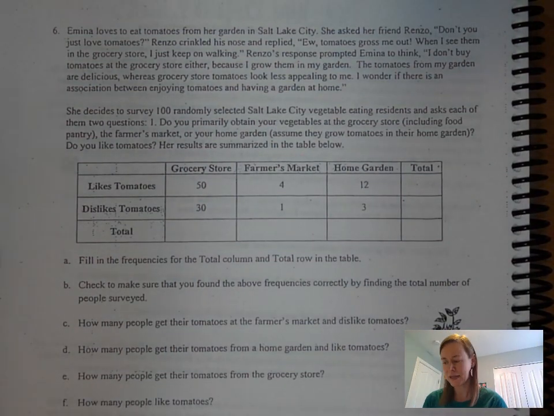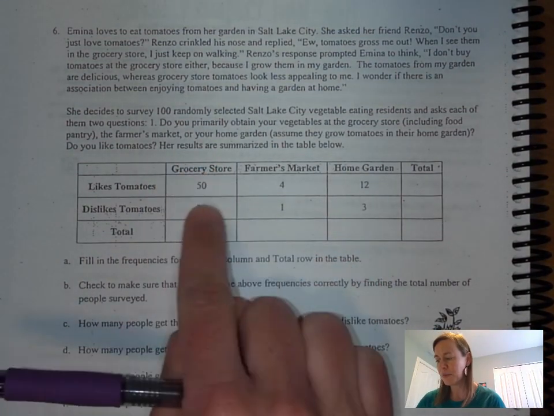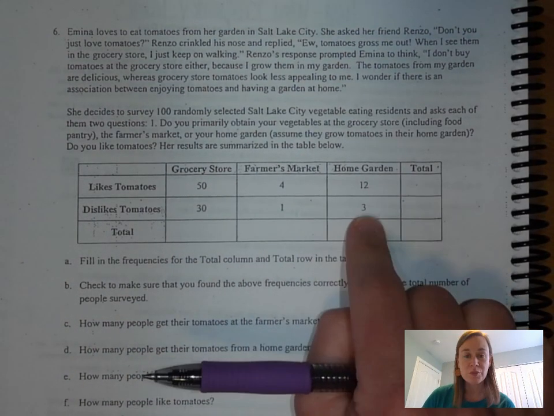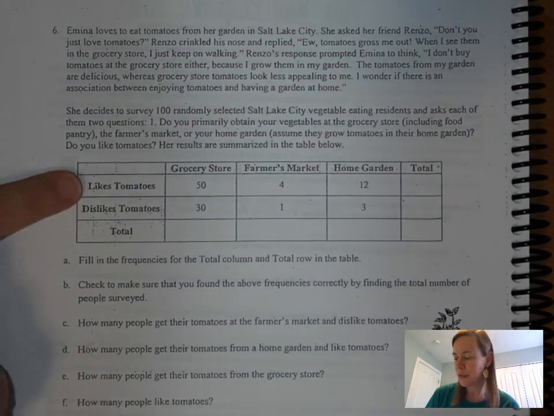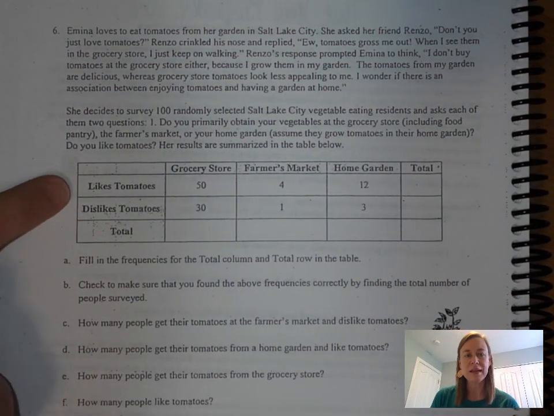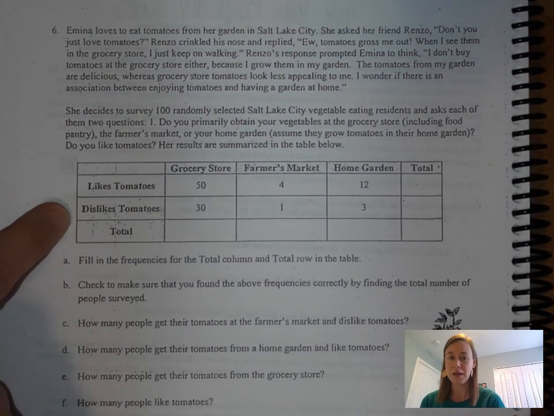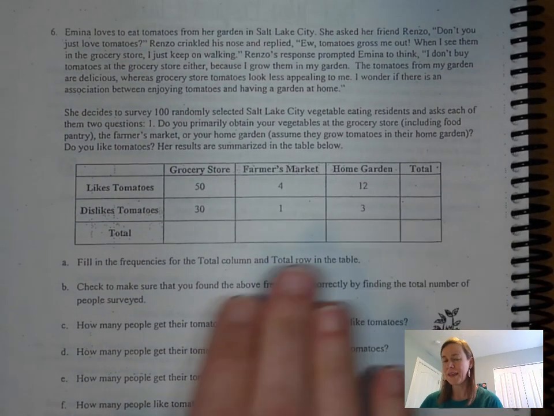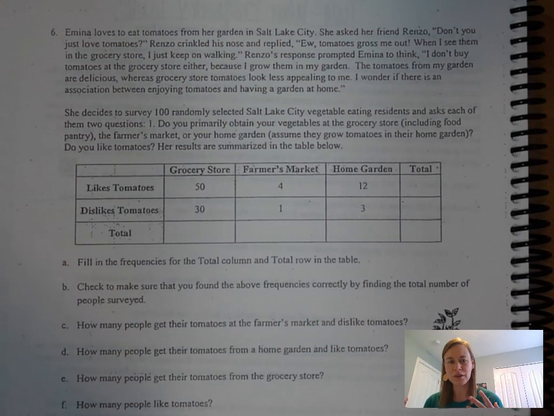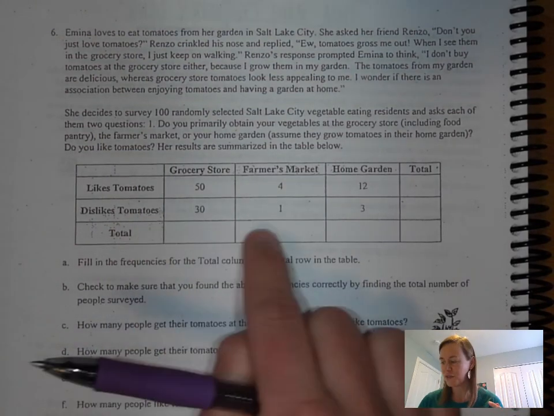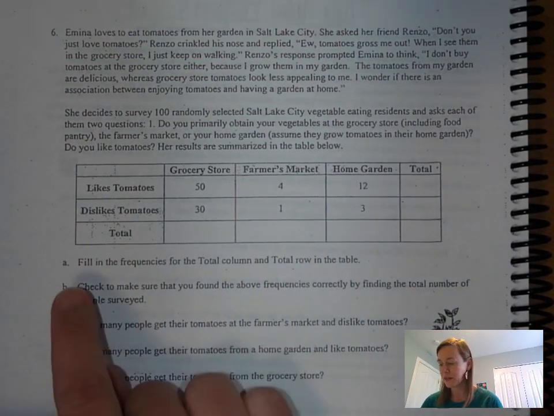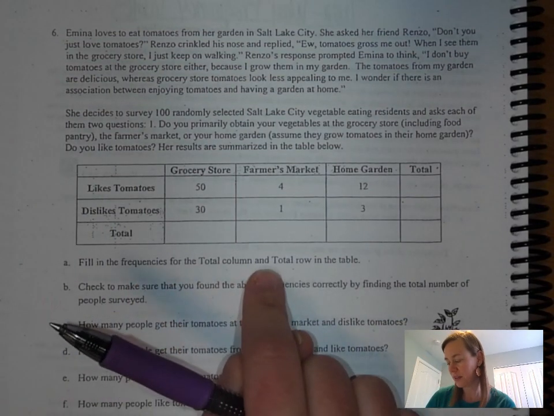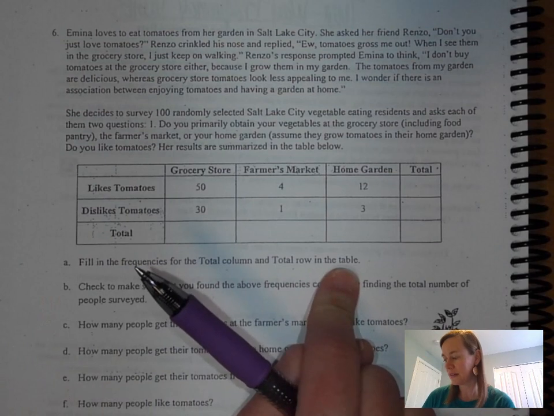Okay, so she's got a lot of data here. She has these columns of people who buy them at the grocery store, people who buy the tomatoes at the farmer's market, and people who grow them in their home garden. And then over here, the data is broken up by who likes tomatoes and who does not like tomatoes. All right, so this is a two-way frequency table. It's not completely filled out. We're going to fill it out in just a second. We're going to finish filling out all the rest of these boxes. So that's what it says in part A. It says fill in the frequencies for the total column and the total row in the table.